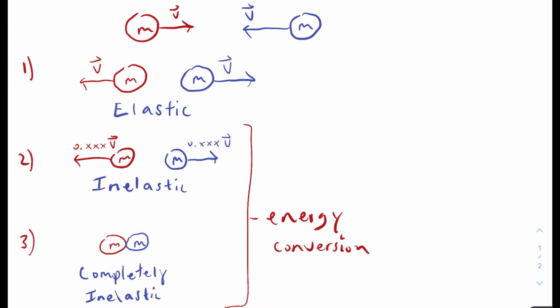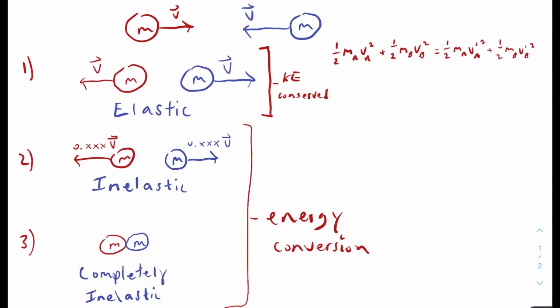In the first scenario, we can see that only the directions of the velocities change. This means that the total kinetic energy of the system will be conserved. In fact, the real definition of an elastic collision is one where kinetic energy is conserved. In problems that involve elastic collisions, we can use the following conservation of kinetic energy formula.